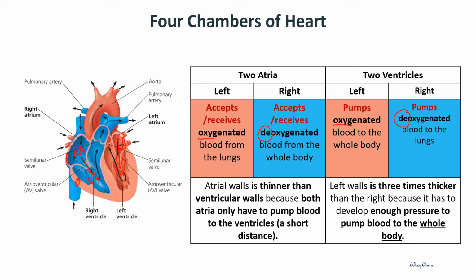However, if we compare the thickness of the left ventricular wall with the right ventricular wall, the left ventricular wall is 3 times thicker than the right ventricular wall. This is because the function of the left ventricle is to pump the oxygenated blood to the whole body. This is why it needs to generate high blood pressure to ensure the blood can be transported to the whole body system.